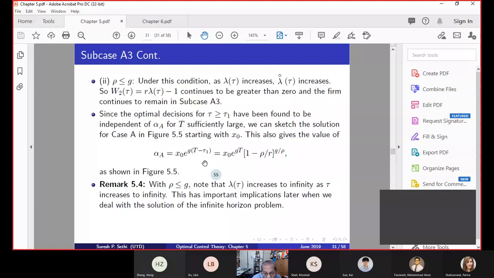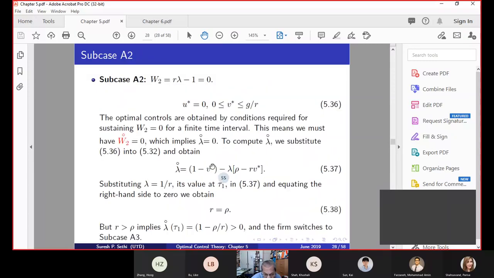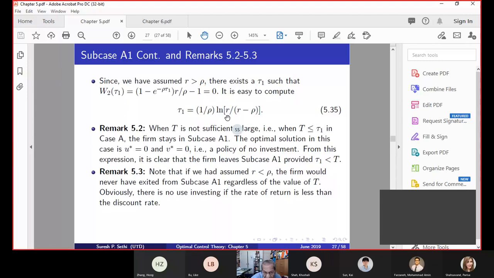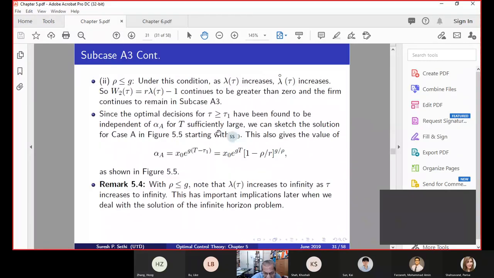Okay, we already know the value of tau 1, so I can substitute the value of tau 1. This value of tau 1, which is in terms of r and rho, I can substitute, and I can get this formula. Because this is e to the gt divided by e to the g tau 1, and e to the g tau 1, because of the log, becomes some number. Okay, e to the log a is a, right? So that's what happens here.